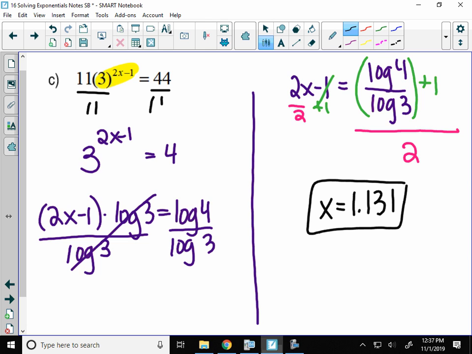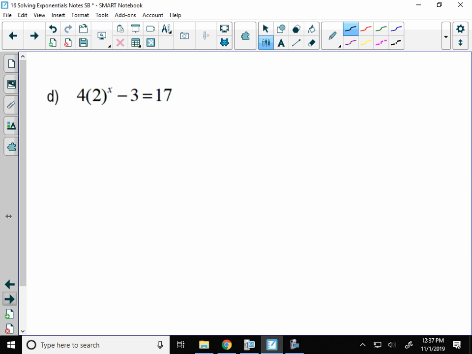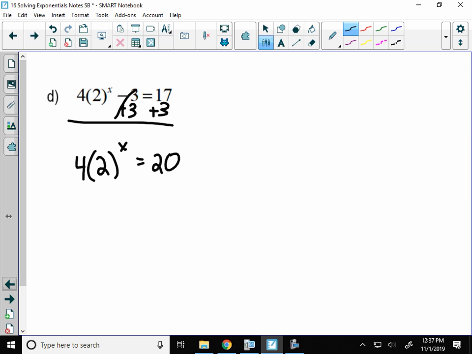Okay, let's see what the last two are here. We can do D and E. I don't think I'll do all of D, but let me start. What do you have to do first? Divide by 4. No, not divide by 4. Add 3. So we're going to start by adding 3. I won't do all the steps here, but I want to start you off. So we'll add 3. So then I have 4 times 2 to the x equals 20. And then what would I do? Then divide by 4. So we'll get 2 to the x equals 5.